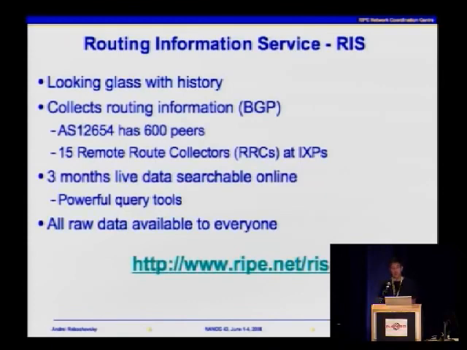The next platform is Routing Information Service, or RIS. As I said, one can look at this as a looking glass with history. We collect BGP updates from about 600 peers from 15 locations around the globe, and we keep them in our database. The database is searchable over 3 months, and we also keep raw data forever. And we built quite a few tools that allow to query this database and present RIS data.